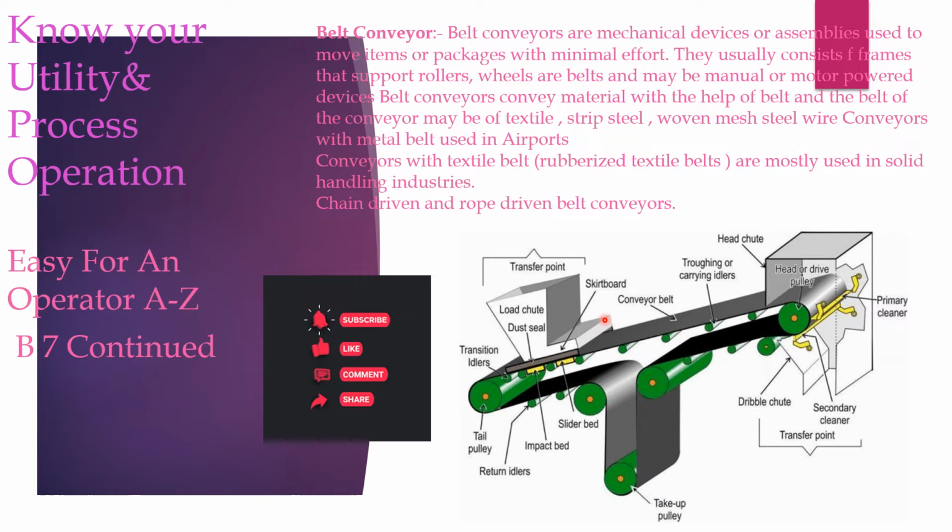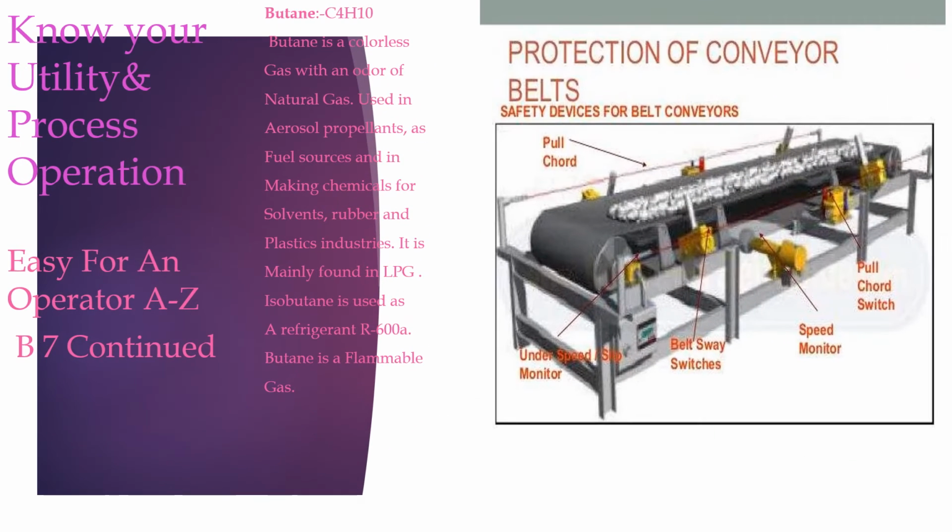We can see the safety devices in the next slide. Now we can see the protection given to the belt conveyor. Normally it is called a silent killer in any type of industry which is handling solid material. There is a pull guard switch. Rope pull guard switch is here, and there is a belt switch or zero switch.